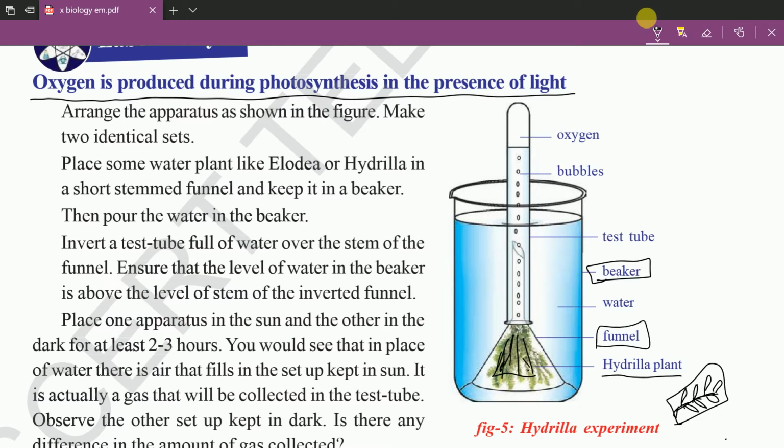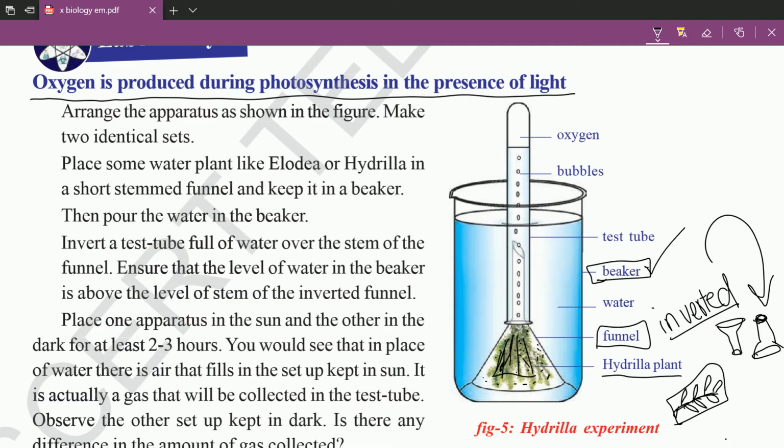glass funnel. That funnel must be inverted. We need to use an inverted funnel. Usually we use a funnel in the normal manner, but here we will use it in an inverted form. So why? Because the gas which is collected by this plant during photosynthesis will directly ascend towards this small portion.